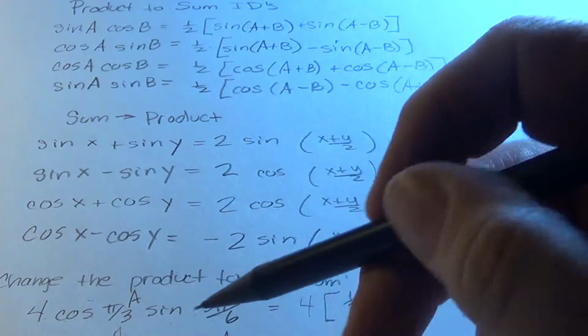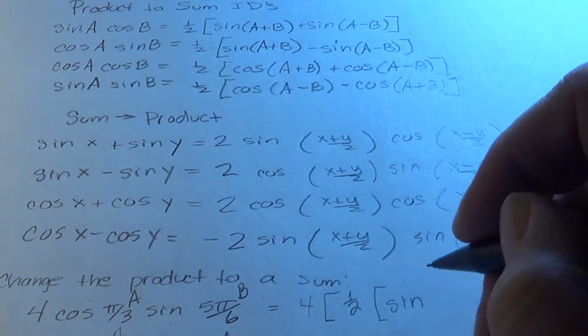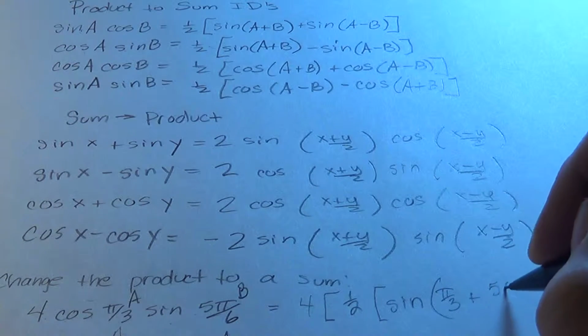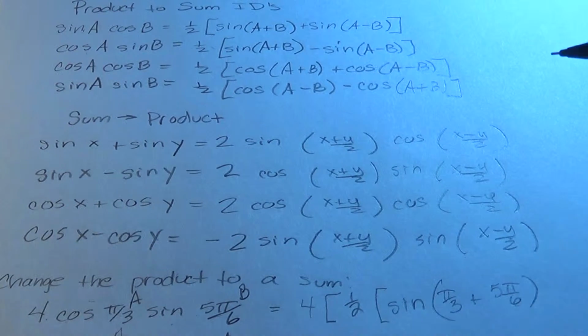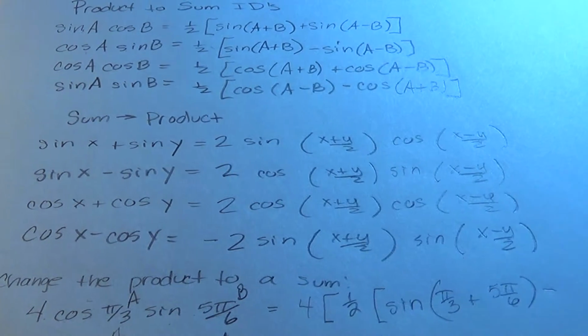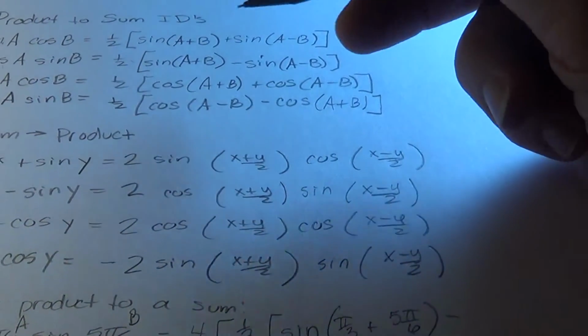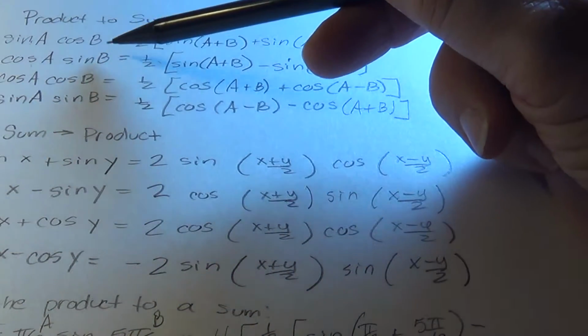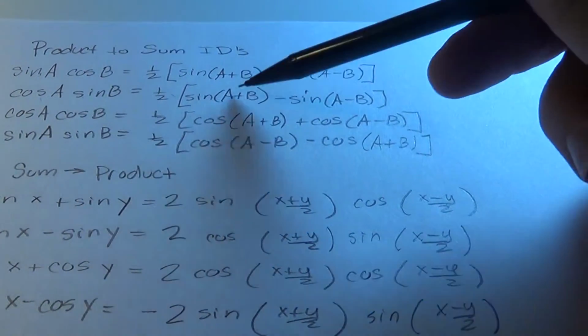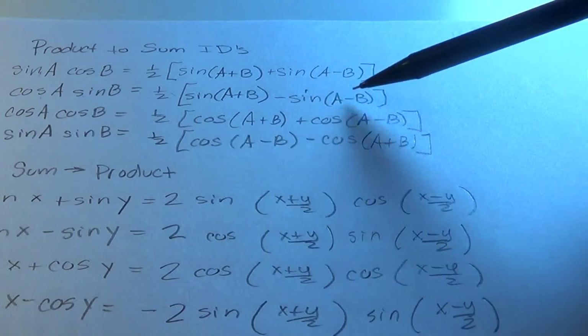Alright, so with this is my A, I'll put it up top. And this is my B. I'm going to follow the trig ID up here where it's cosine sine. So I put in a 1/2 and then sine A plus B. So that's going to be pi over 3 plus 5 pi over 6. Just following the formula. Minus sine A minus B. I wish I could get it all in at the same time, but I'm going to flip-flop back and forth.